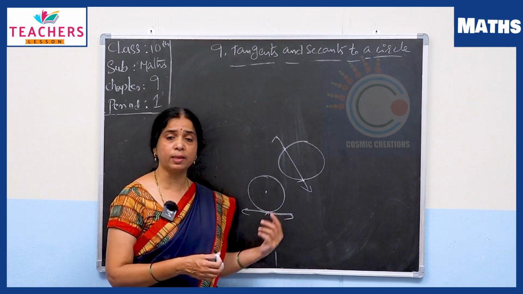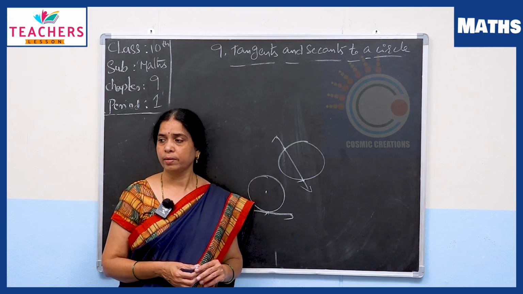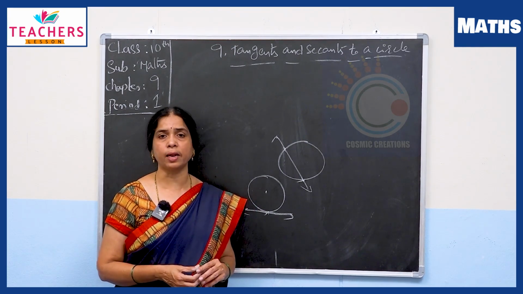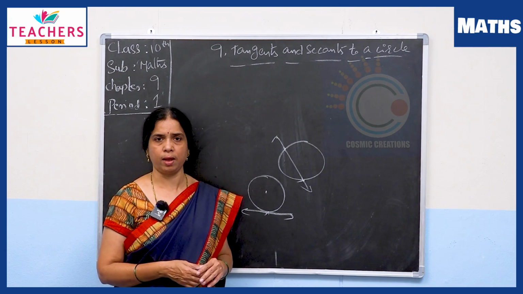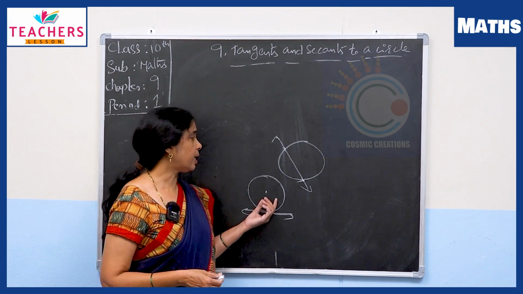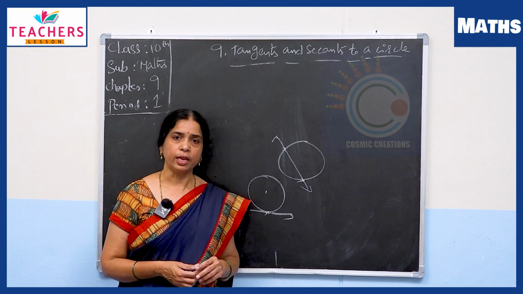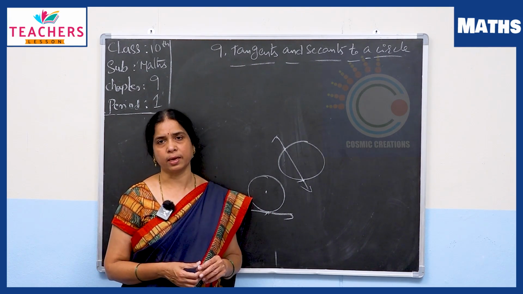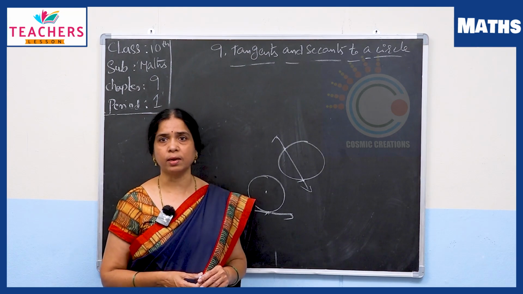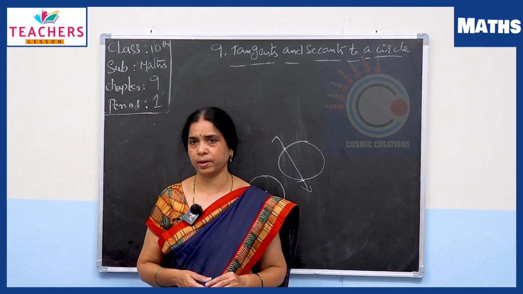How can you find the length of the tangent? By using Pythagoras theorem or using the formula also. How many tangents can you draw for a circle? Infinite. You can draw infinite tangents to a circle. Tomorrow we will start our next exercise. Okay? Okay, ma'am.